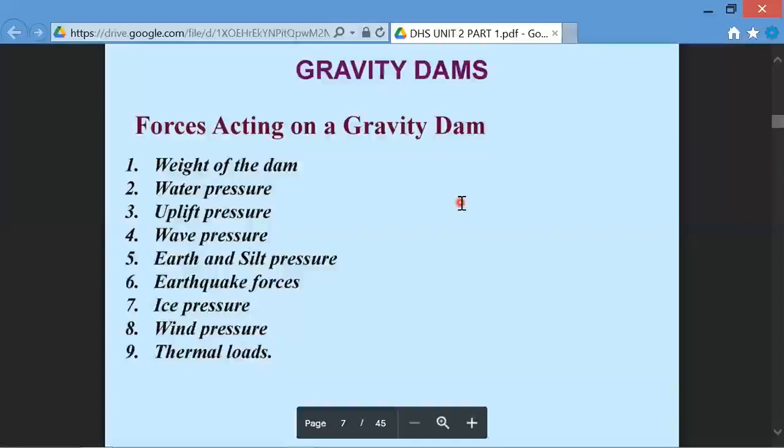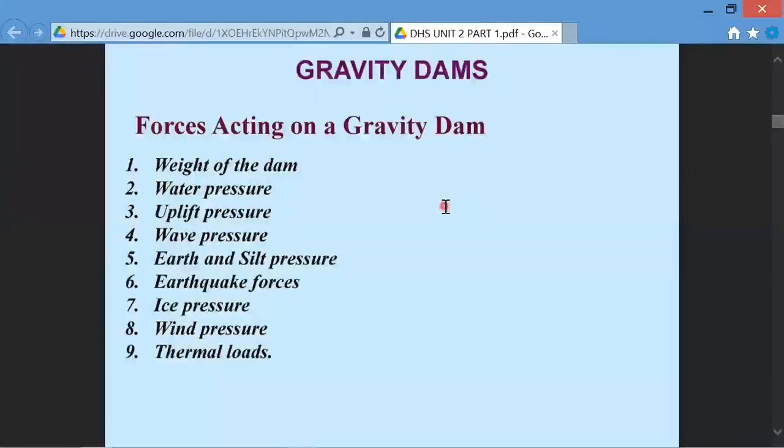This is exactly different in arch dams. In arch dams, what happens? The whole pressure of the water gets resisted by the arch action. So this is the main difference between these two dams. Now, what are the forces acting on a gravity dam? A gravity dam itself has a huge self weight. So first thing is the weight of the dam. Second thing is the water pressure: water is stored by the dam, so that water will exert horizontal water pressure. Then the third one is the uplift pressure.